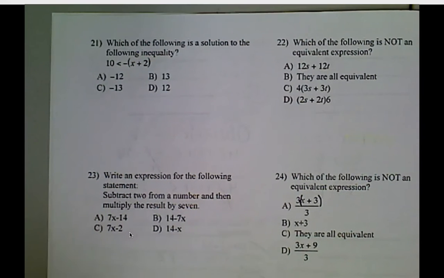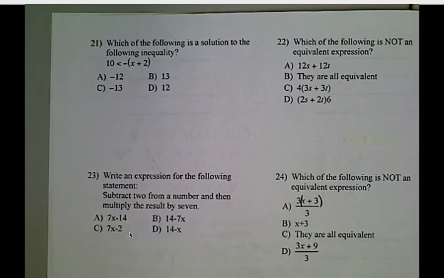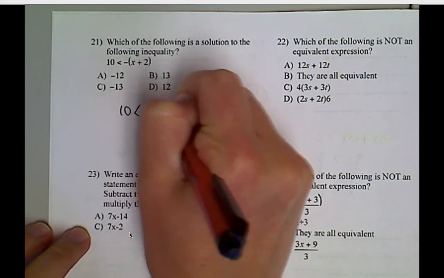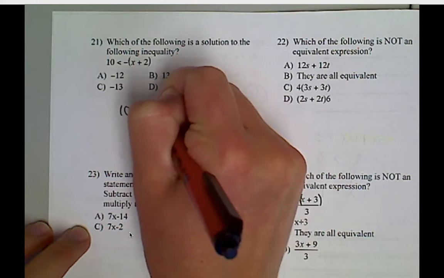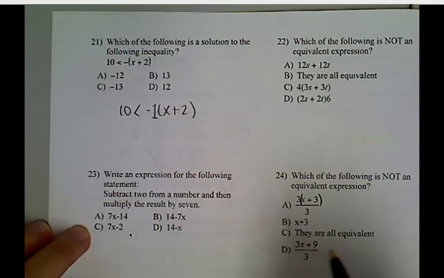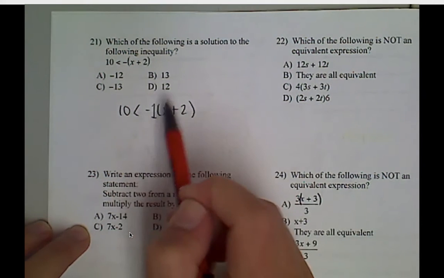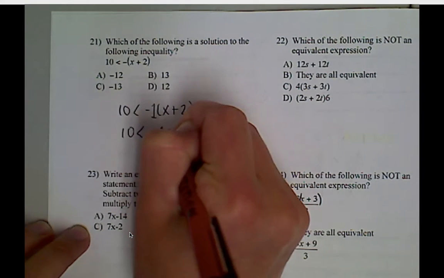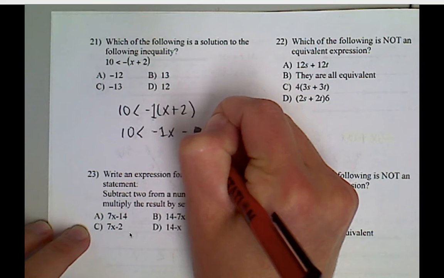Okay? Which of the following is the solution to the inequality? You can plug those in or you can work it out. 10 is less than negative x plus 2. That's like a negative 1. Even though the 1's not there, you can kind of throw it in there. Eliminate the parentheses by distributing. Negative 1 times x is negative 1x. Negative 1 times 2 is a negative 2.